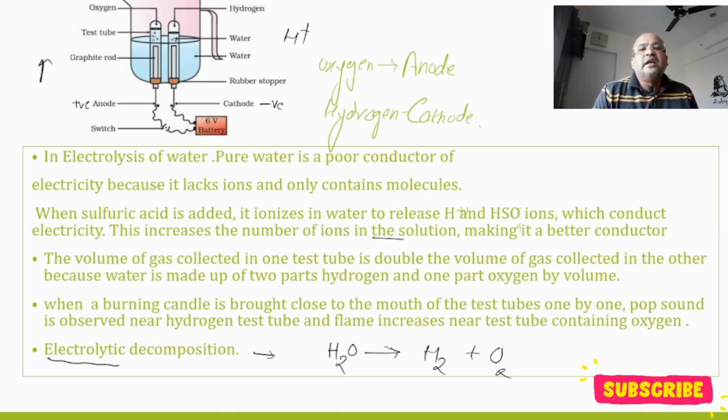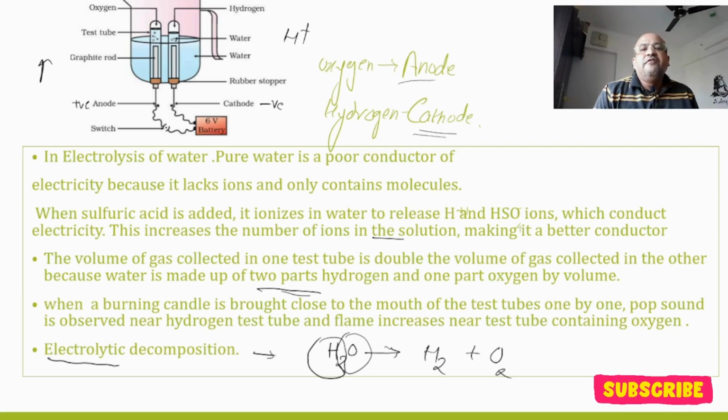But see, the volume of the gas collected in one test tube is double the volume of gas collected in the other, because water is made up of hydrogen and oxygen. Hydrogen is how many parts? It's two parts of hydrogen and one part of oxygen. So we are collecting these two gases. Oxygen is collected at the anode, hydrogen is collected at the cathode.